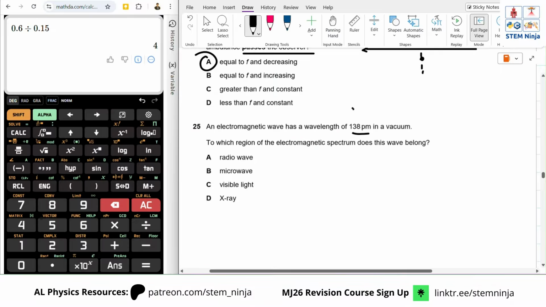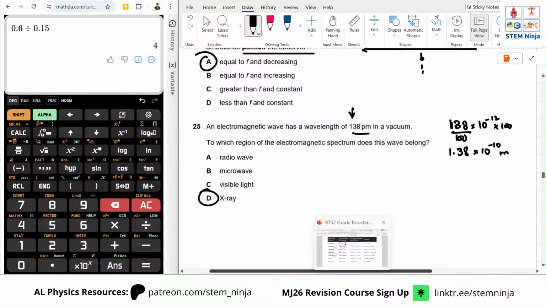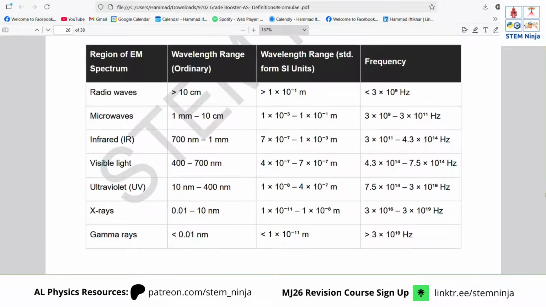Oh, sorry, I forgot. This is 138 picometers. So figure out how to bring the decimal from here to here. So divided by 100, times by 100. So this becomes 1.38 times 10 raised to power minus 10 meters. So this is definitely in X-ray. We already saw this over here. So X-rays is over here.